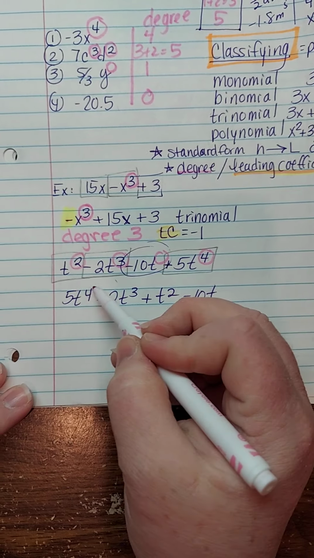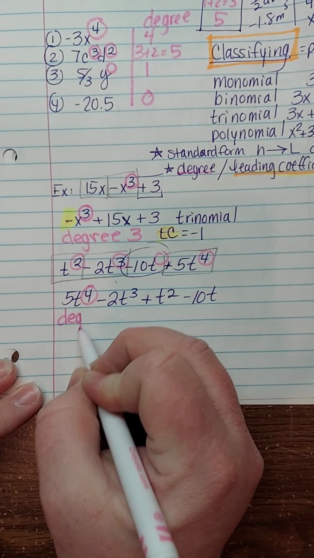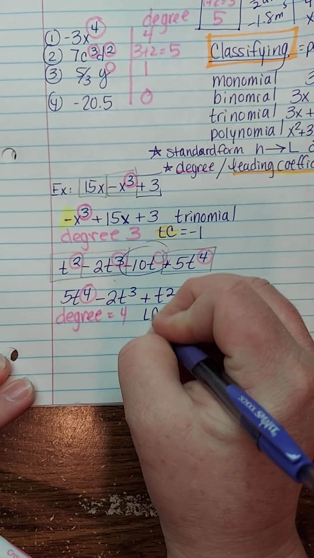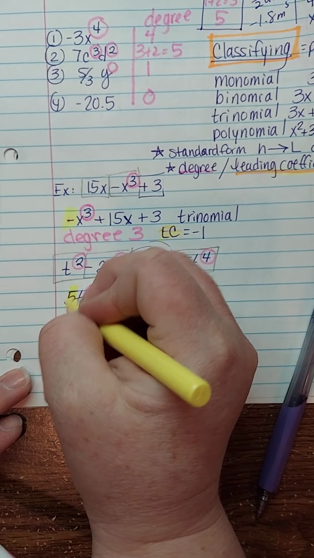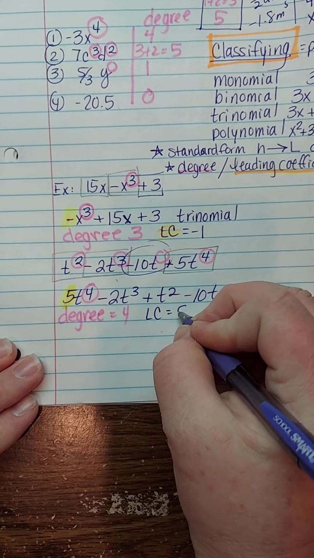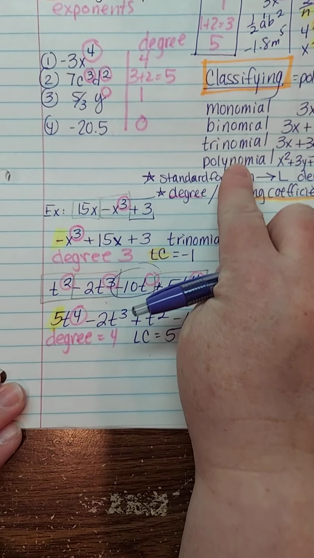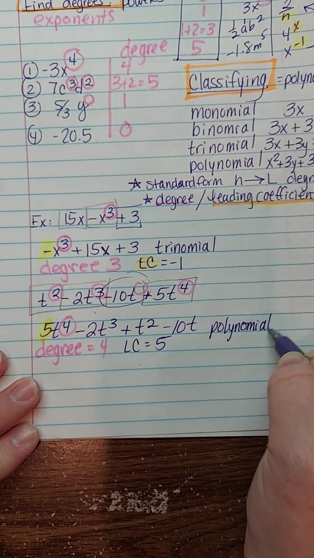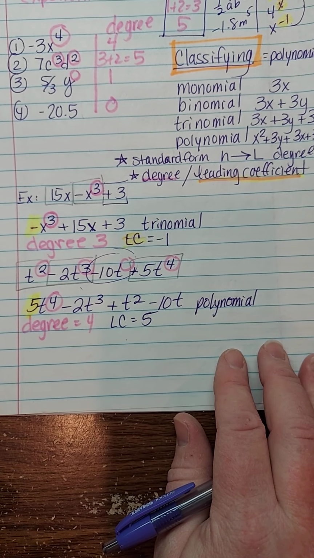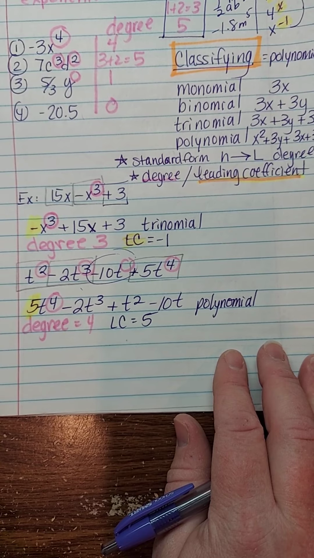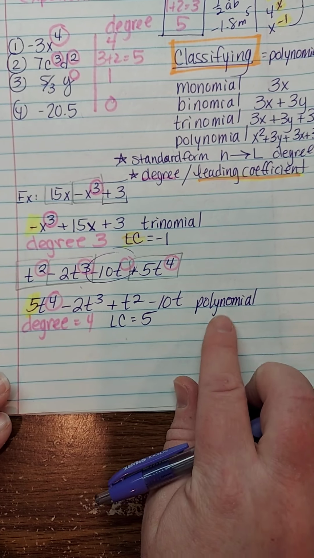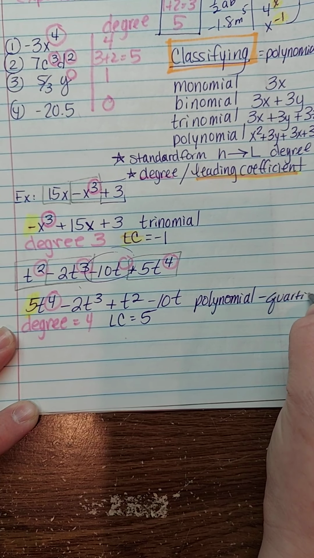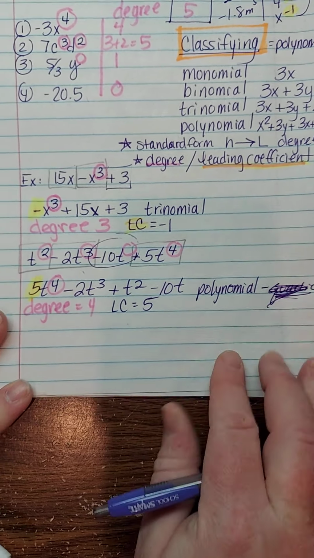Now, it's real easy. What's my highest degree? It's 4. What's my leading coefficient? That's easy. It's 5. And let's see, I'm 1, 2, 3, 4. Do I have a 4? Nope, this must just be a polynomial for classifying. We actually call this quartic in nature, but that's okay. You don't have to worry about that.